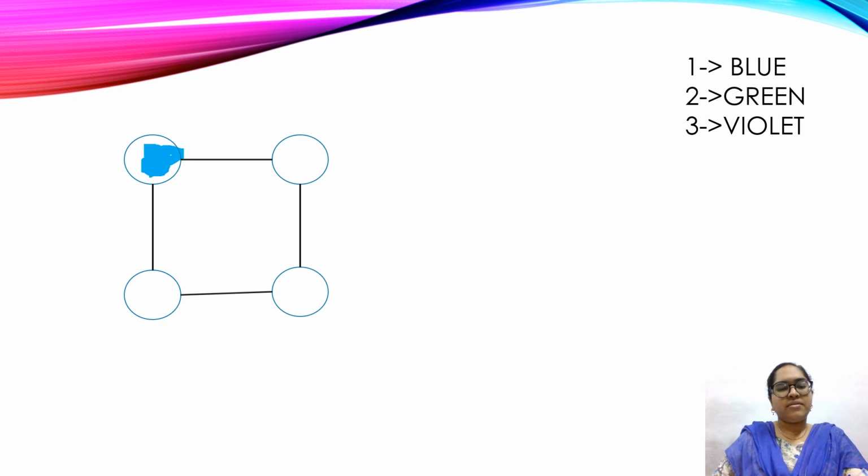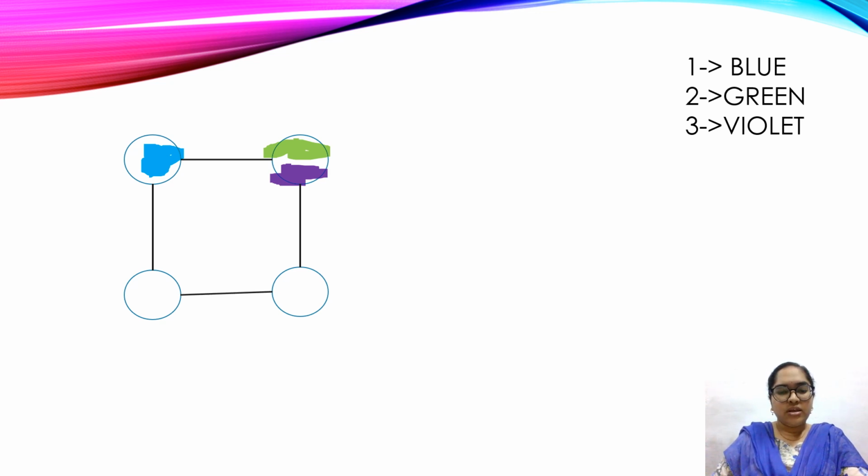Then for the second vertex, we have two choices for filling. It either can be green or it can be violet. So we basically have two choices, right? Since we have filled the first vertex with blue color, we cannot fill the second vertex with the same color, since the graph coloring rule states that no two adjacent vertices should have the same color. So we fill the first vertex with the blue, then we have two choices for the second vertex, that is green or violet.